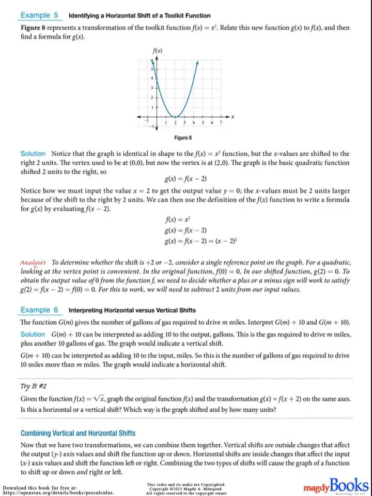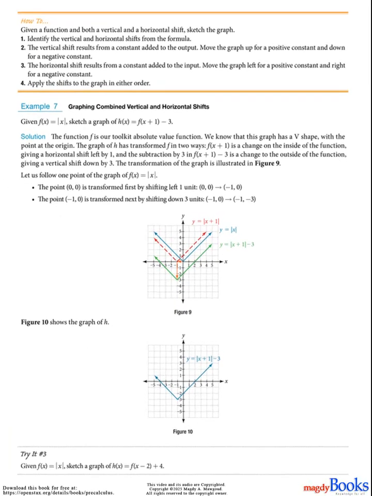I. Combining vertical and horizontal shifts. Now that we have 2 transformations, we can combine them together. Vertical shifts are outside changes that affect the output y-axis values and shift the function up or down. Horizontal shifts are inside changes that affect the input x-axis values and shift the function left or right. Combining the two types of shifts will cause the graph of a function to shift up or down and right or left. How to? Given a function and both a vertical and a horizontal shift, sketch the graph.